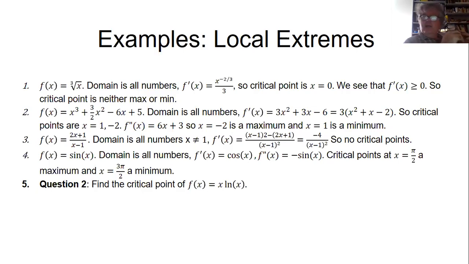Okay, the second module for you is find the critical point of f of x equals x times ln of x. So you're going to have to use the product rule to find the derivative and set that equal to 0. Okay, and I'll just tell you right now, of course, the domain is x has to be positive. So 0 is not in the domain.